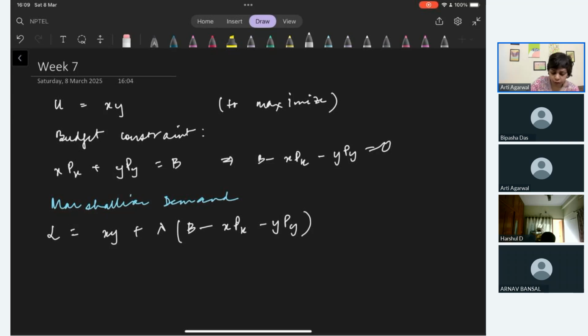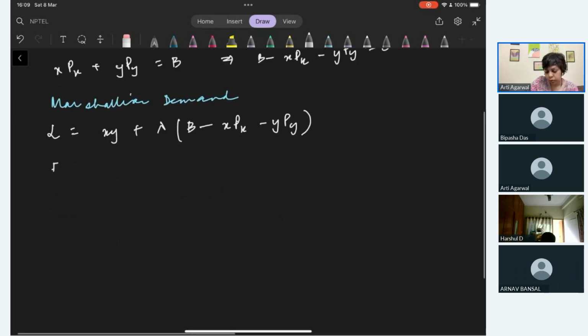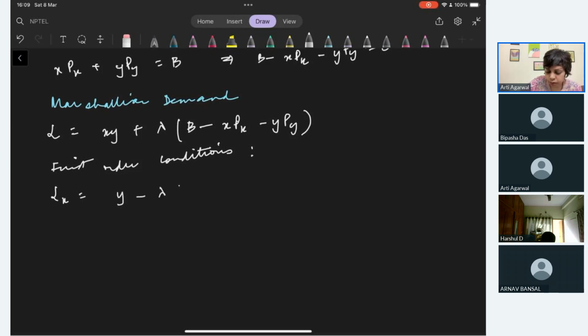So now we take first order conditions, meaning we take the first order derivative of the Lagrangian. The Lagrangian is the expression which I've written as L, with respect to the three variables, which are x, y, and lambda. Lambda is the Lagrange multiplier, but we take it as a variable. So let's write Lx, which is just the derivative of L with respect to x. This is y minus lambda px, and this is equal to 0.